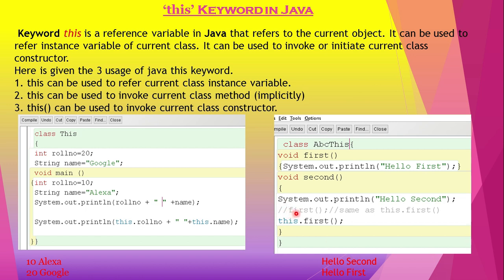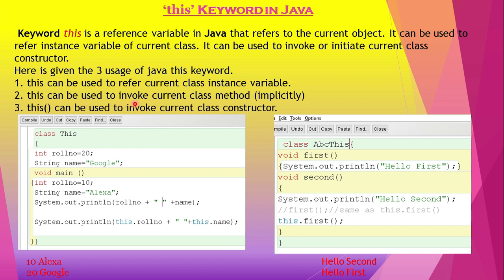I can write first then parenthesis only. This is also a method calling. Otherwise I can write this dot first. If I am not writing this dot first, then automatically this keyword will be added. So hello first will come because I am calling a method named first. Where is first? This. What is printed over here? Hello first. So is it clear now?